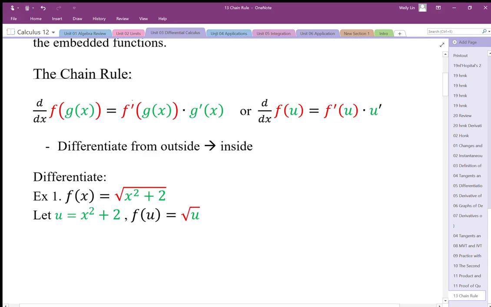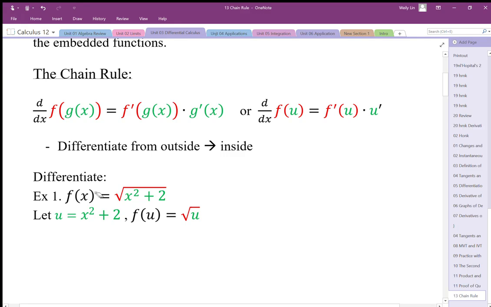So it's basically we're applying a chain. I'm going to show you how these pieces work, but as we get better at it, we're going to start not using this notation of u. We're just going to try to differentiate from outside to inside without using all this notation. But for now, we're just going to use the notation just so that we get used to recognizing which pieces are which.